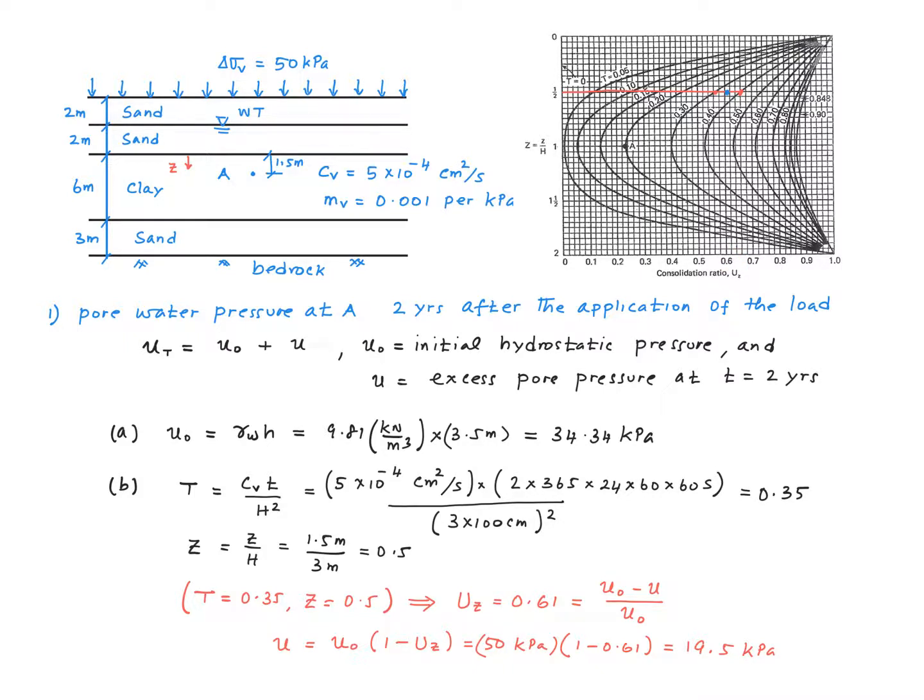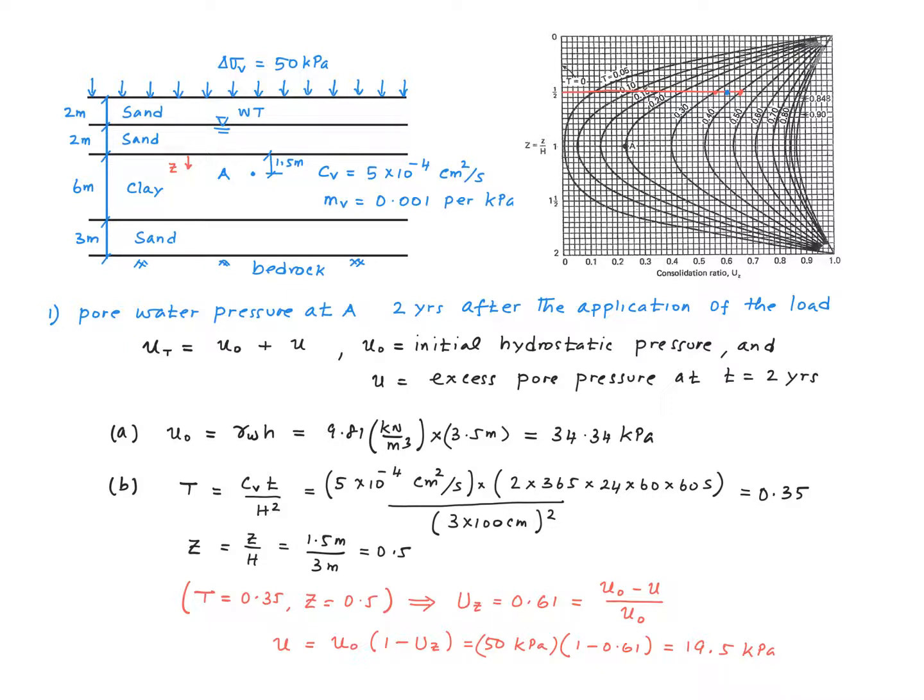But if you want to be a little bit more precise, you can calculate the value corresponding to a time factor of 0.3, and a value corresponding to a time factor of 0.4, and then interpolate in between. Now we use the definition of the local degree of consolidation to calculate the excess pore water pressure.